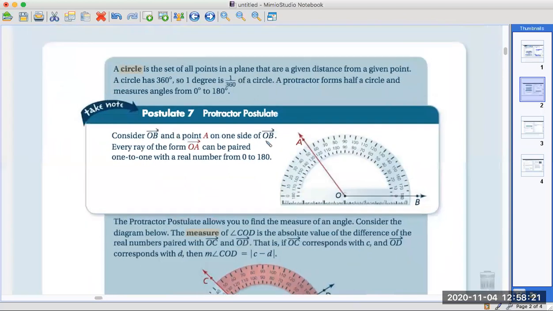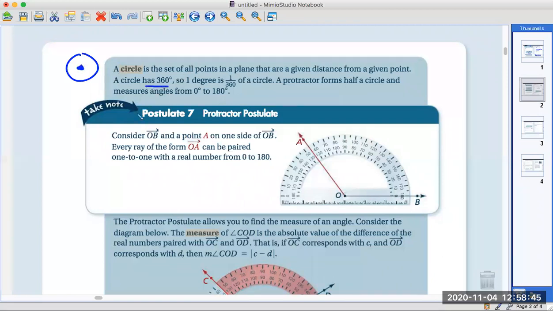Okay, up here, it talks about it. A circle is the set of all points in a plane that are a given distance from a given point, which is your center. This is just a definition of a circle. So you have the center and each distance to the outside of the circle is the same. By the way, that's called the radius. Okay, that's the definition of a circle.